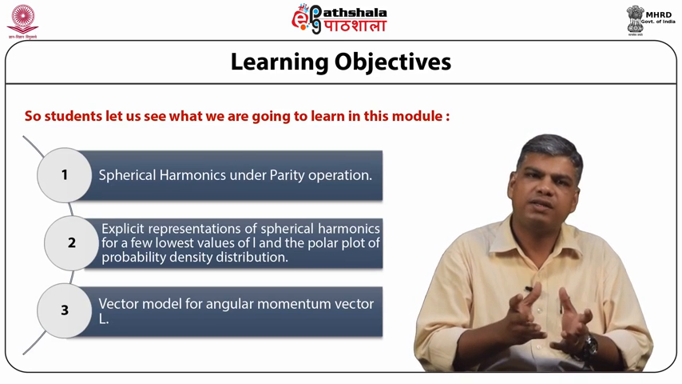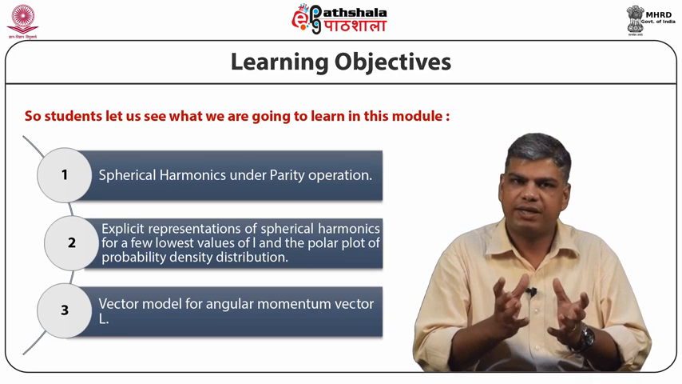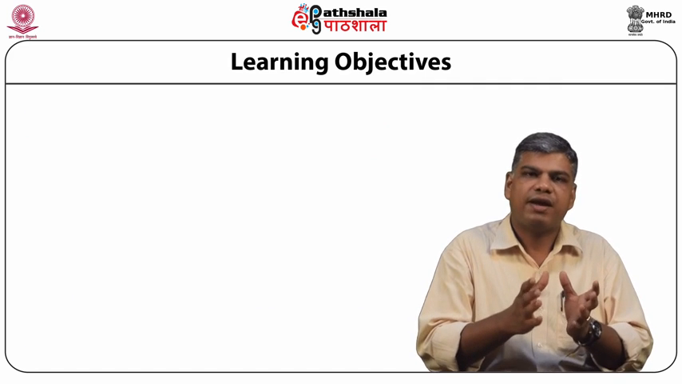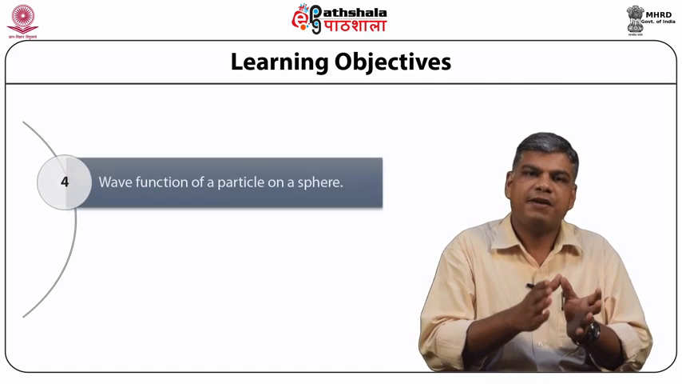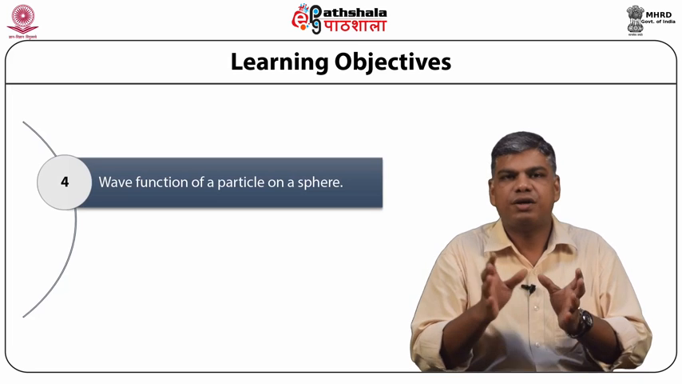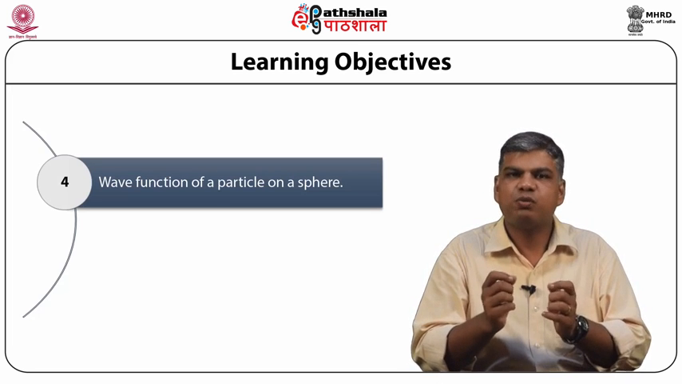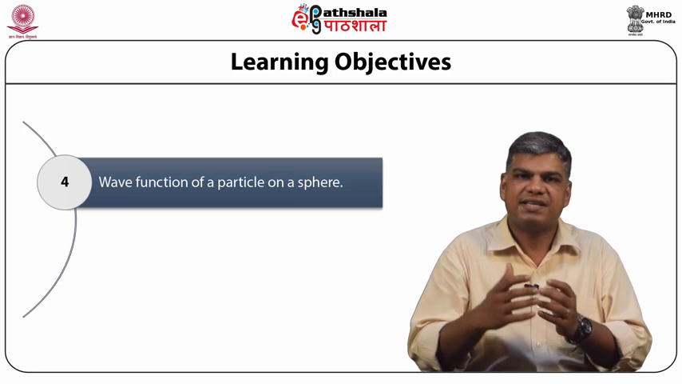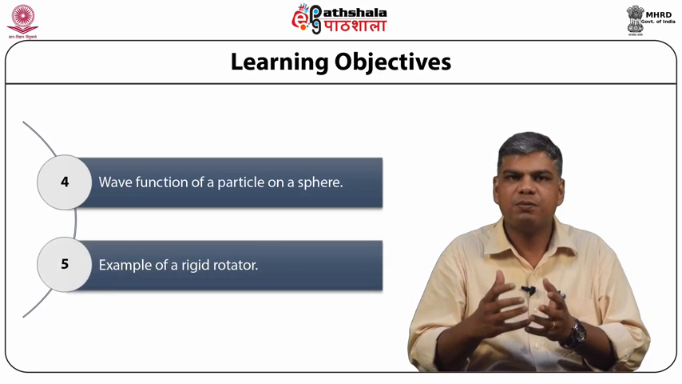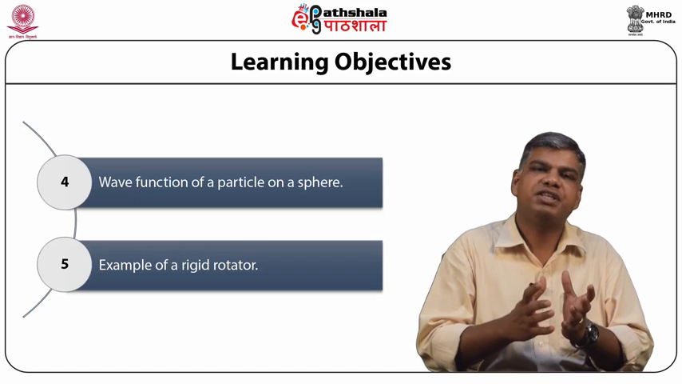Having understood the vector model for angular momentum vector L, we'll then try to find out the wave functions of a particle on a sphere. That is, when the particle is constrained to move on a sphere. And as an example to this problem, we'll study the rigid rotator. So, this module is a direct continuation of the preceding module on orbital angular momentum.